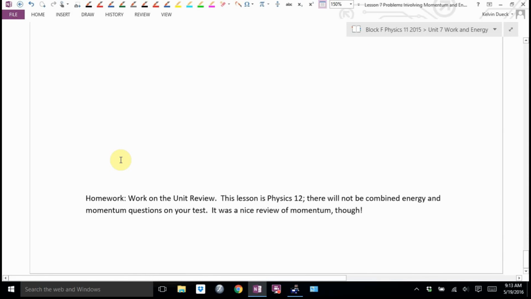It says work on the unit review. Actually, you're going to work on lesson 6 and the quiz. I did promise you time. This lesson is Physics 12. A lot of Physics 12 is, hey, here's a question where you're combining 4 or 5 different topics. You get that neat aha moment when you realize how it all fits together. I really like that part of it. There will not be a combined energy and momentum question on your test. But this was also, I think, a nice review of momentum, though. I have a video to show you.